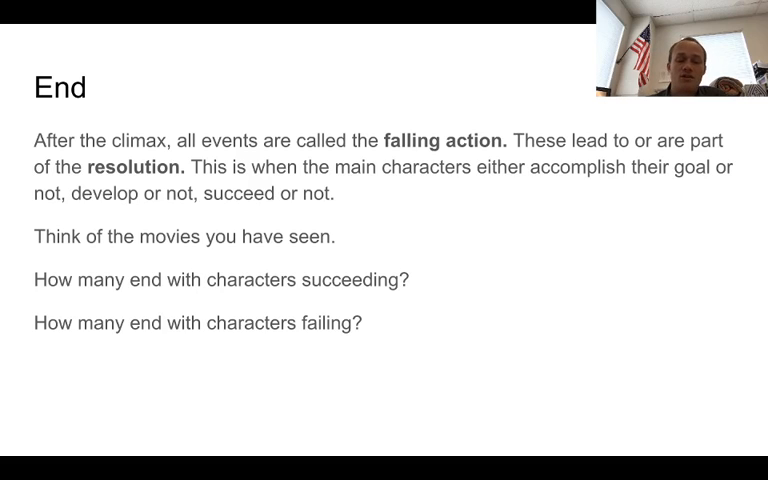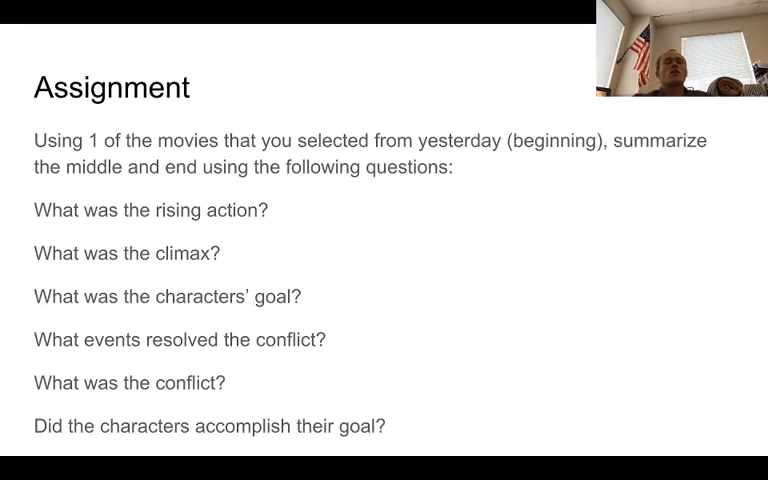But I want you to think of movies you've seen. Here's your assignment. Using one of the movies that you selected yesterday, one of the 5, where you summarized the beginning, I want you to summarize the middle and an end using the following questions. What was the rising action, or what events led to the climax? What is the climax? What is the character's goal? What events resolved that conflict? What is the conflict? Do the characters accomplish their goal? So you're summarizing the middle and end. Good luck. That's all. Email me if you have questions.